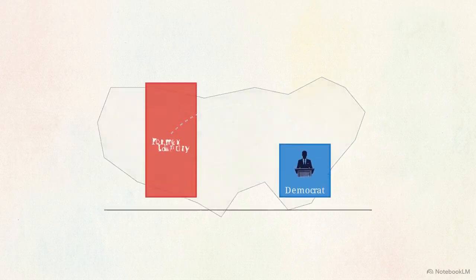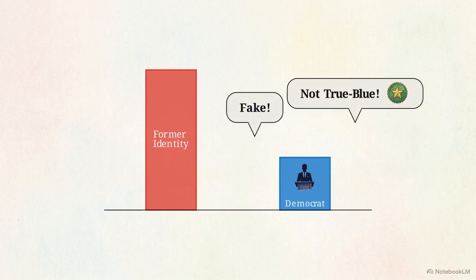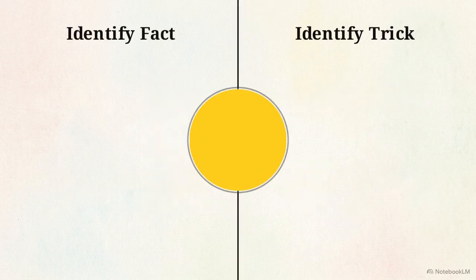Let's test this framework on a political scenario. Imagine a popular politician officially switches from the Republican Party to the Democratic Party. Immediately, critics argue that the politician obviously wasn't a true blue Republican, or he wouldn't have switched. Take a moment and pause the video. Try to identify two things here: the empirical fact being ignored and the definitional trick being played.